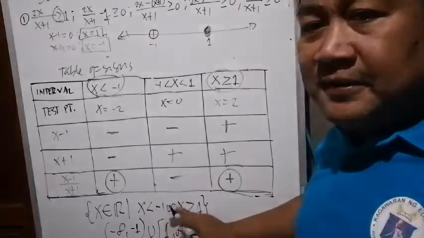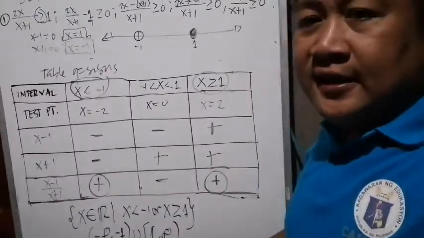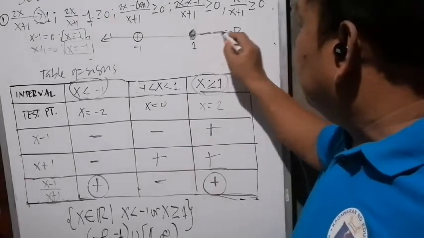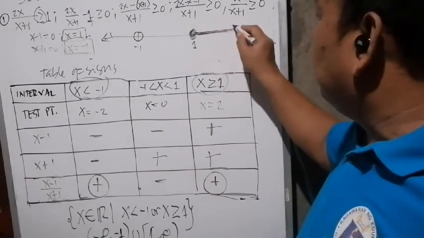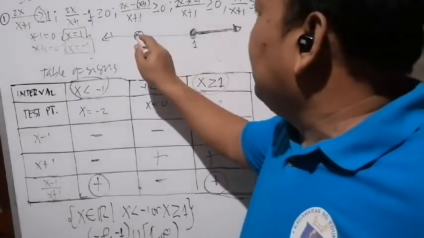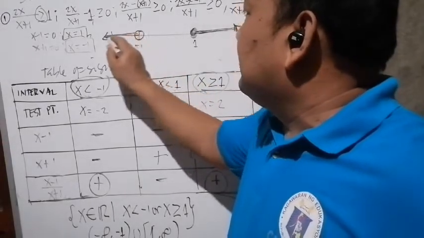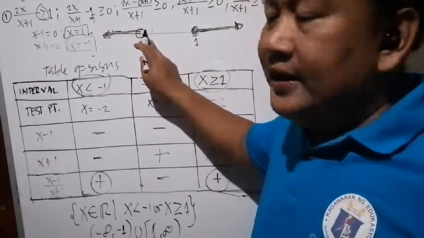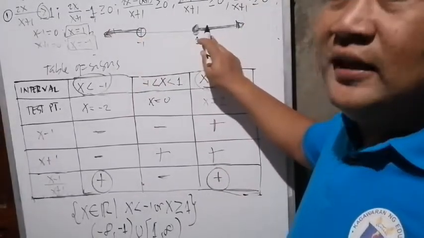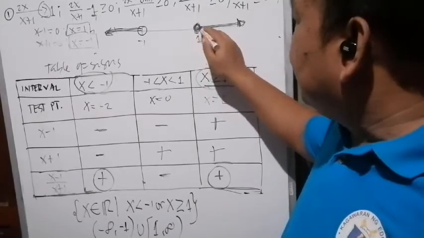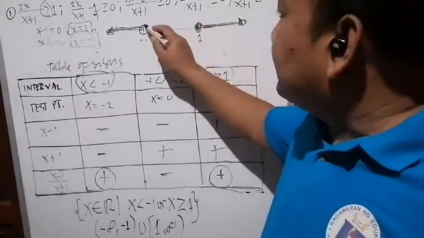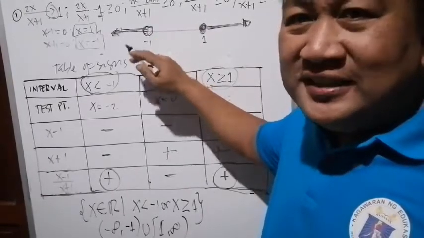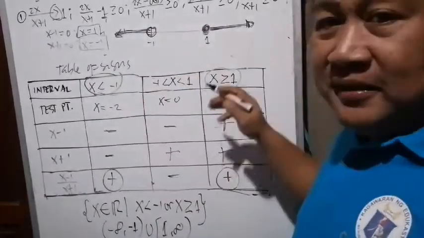So this means to say that the possible solution set of our rational inequality are found within this range. All values to the right of positive 1 and all values to the left of negative 1, excluding negative 1, in here including positive 1 because it's a solid circle, excluding negative 1 because it's a hollow circle. So hollow means excluded, solid means included.